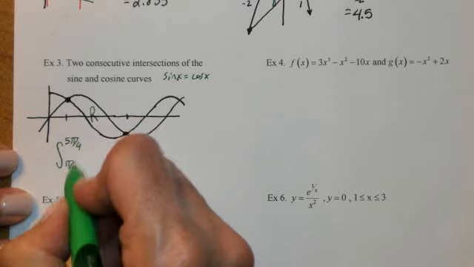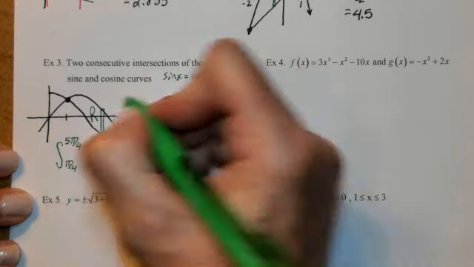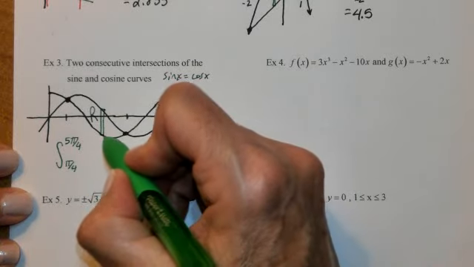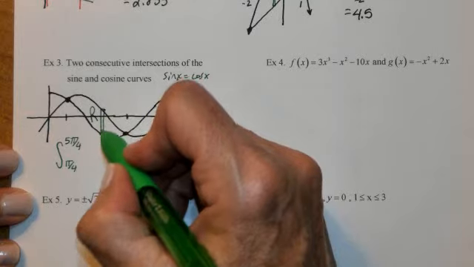Now, so those are our boundaries. Now we do our rectangle, right? So what's the top of the rectangle minus the bottom of the rectangle, that'll give us our height. The height of this little rectangle.